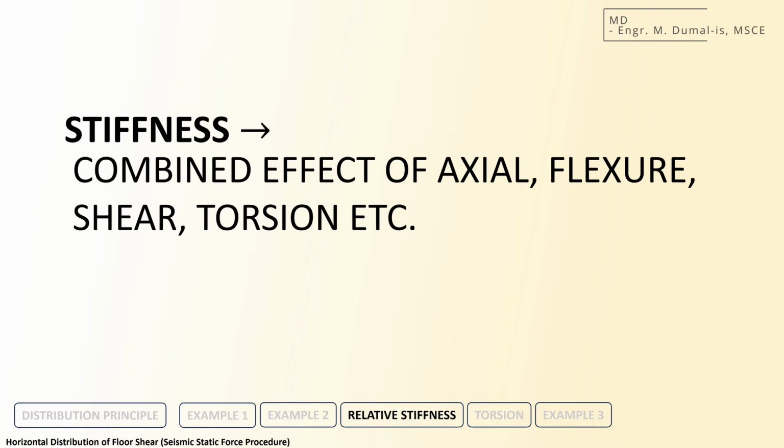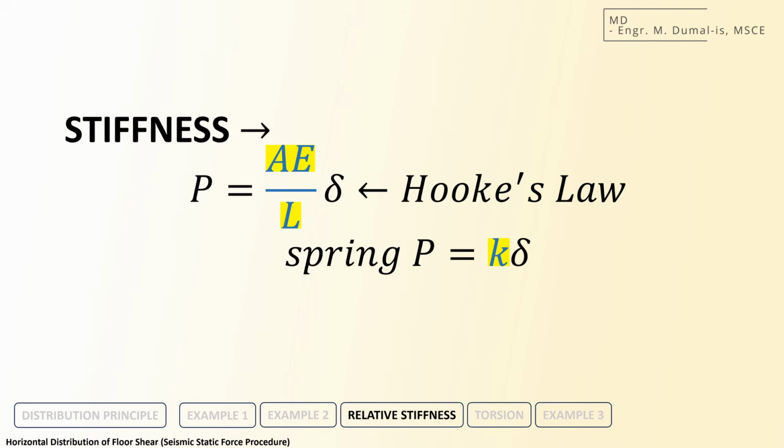Stiffness, defined as the resistance of an element to deformation under load, depends on material properties, like modulus of elasticity, cross-sectional geometry, and boundary conditions. Stiffness can be in terms of axial, flexure, shear, or torsion, depending on the types of stresses being resisted. Let's have a bit of a review.